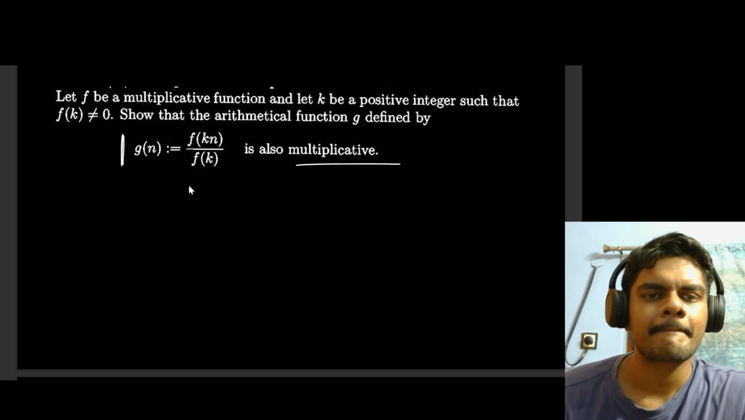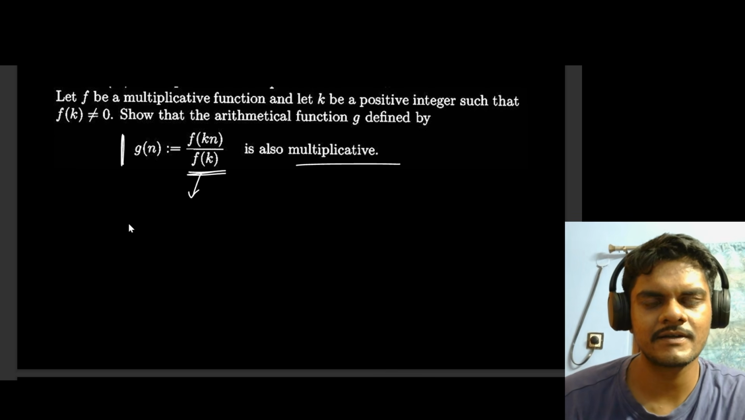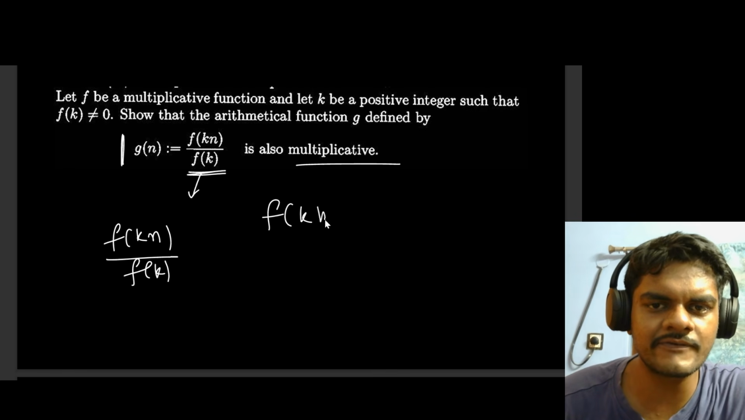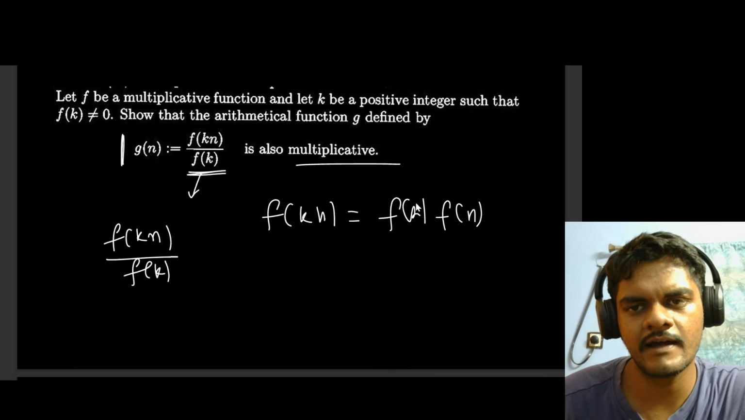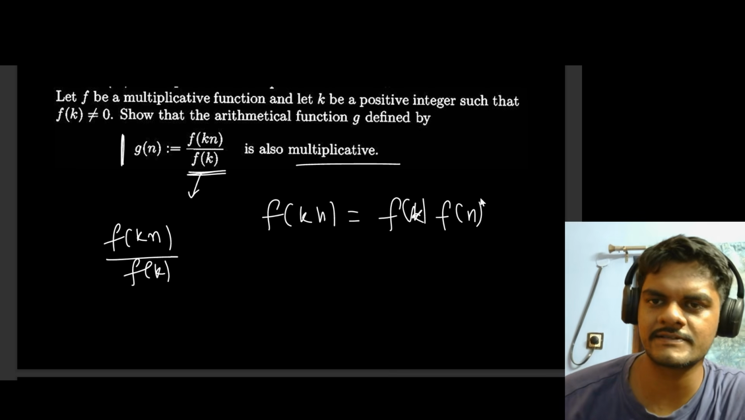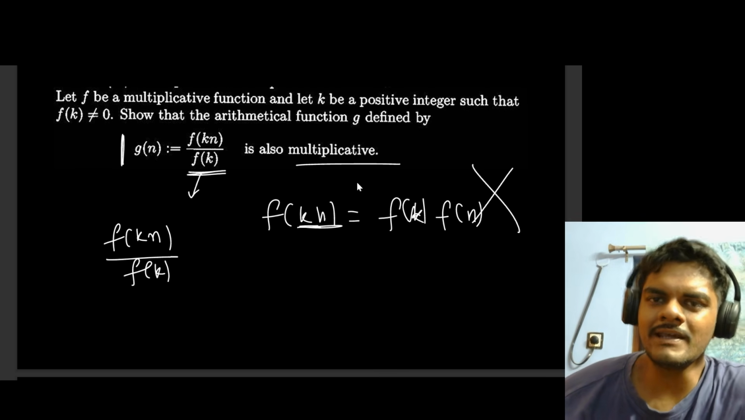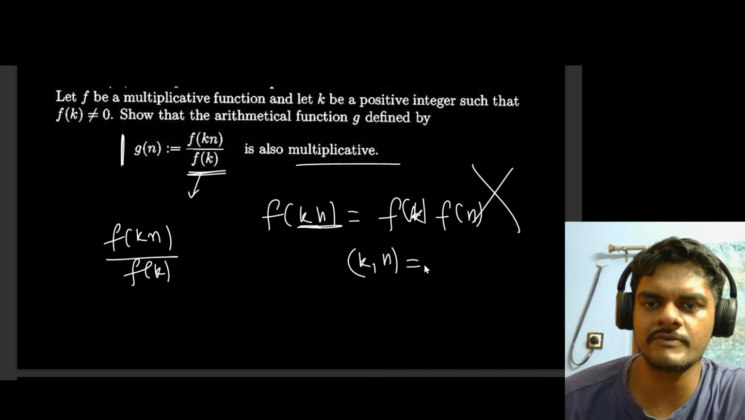Now you see, what can we do about this? F of kn by f of k. F is a multiplicative function. So when can I write f of kn as f of k into f of n? I want to do that, but it's not possible, because k and n need not be GCD 1.